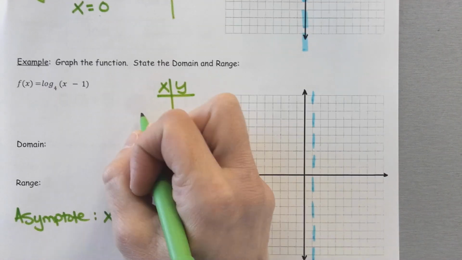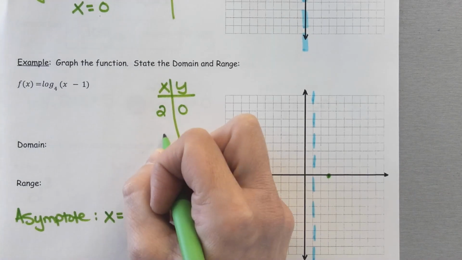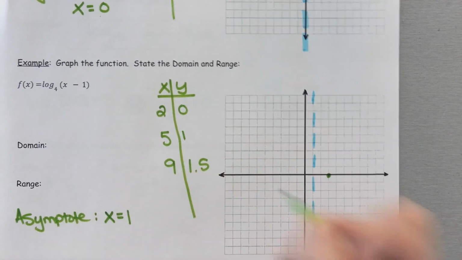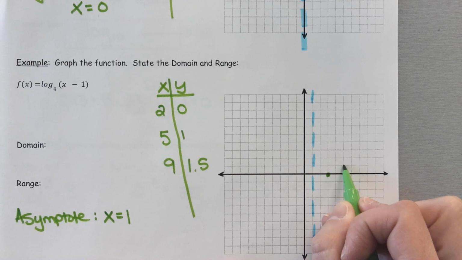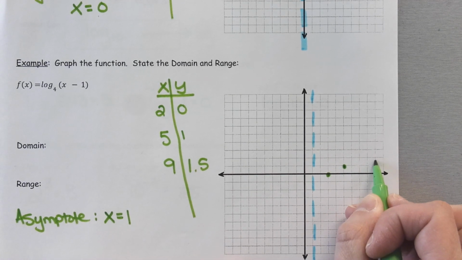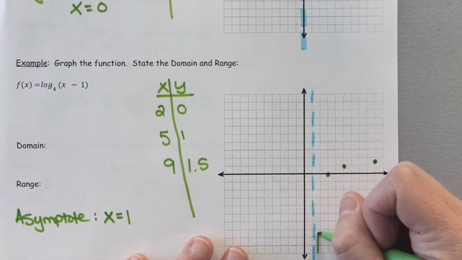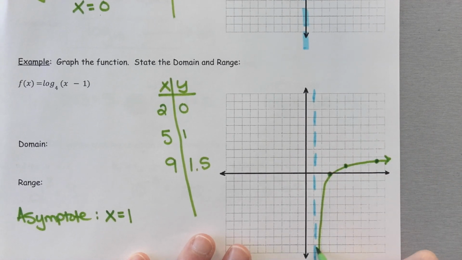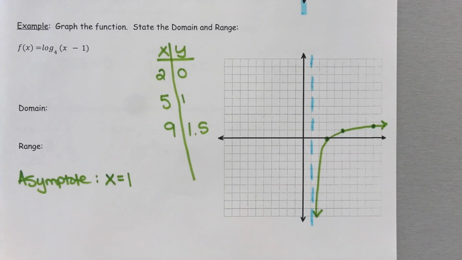Leo, tell me some good points. 2, 0. 5, 1. 9, 1.5. Okay, all right, so let's go 1, 2, 3, 4, 5, up 1, 6, 7, 8, 9, up 1.5. All right. I'm not going to touch or cross my asymptote. I'm going up and over. So that's how they should always, always look.